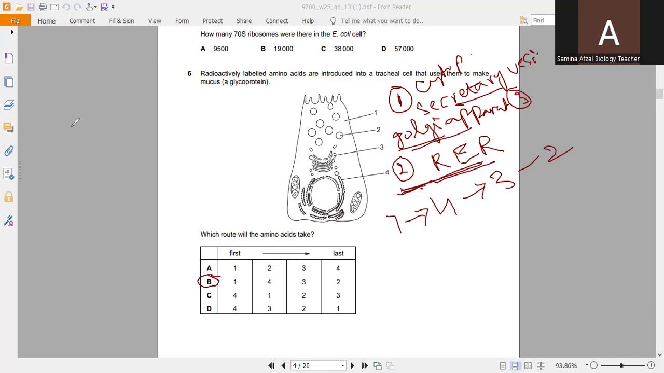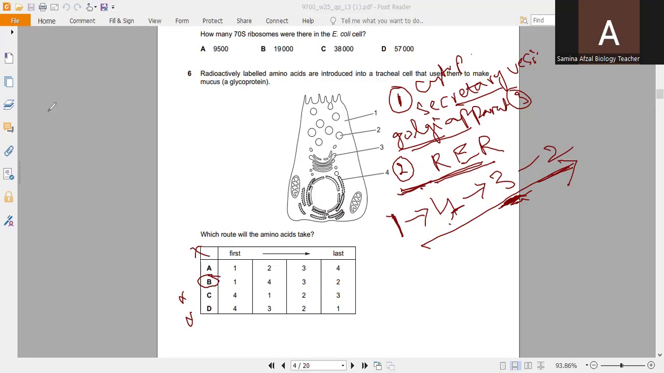As you know, in the cytoplasm, amino acids are assembled into proteins at the rough endoplasmic reticulum. Then the proteins travel via transport vesicles to the Golgi bodies, and from the Golgi bodies they go into secretory vesicles, which release their contents via exocytosis at the apical surface of the cell. So in this way, the route will be followed. So B is the correct option over here.